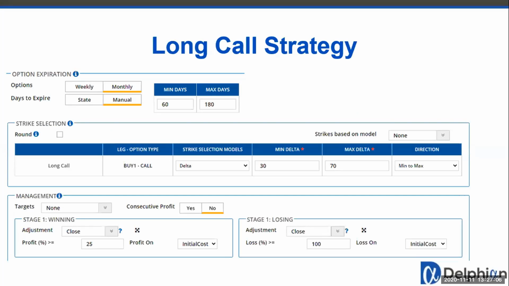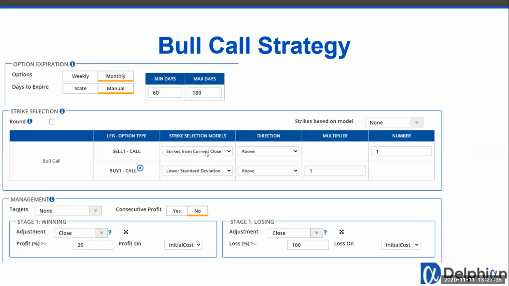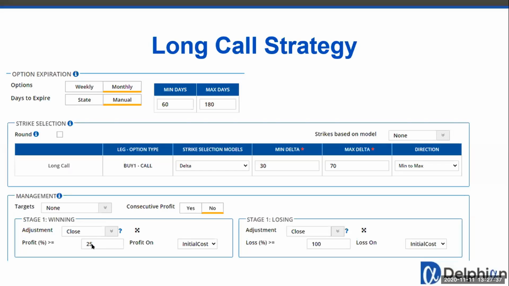So the first one, the long call. We're only using monthly options, and we're looking at least 60 days out. So if there's nothing at 60, it'll go to 61, 62, all the way out to 180. And then from there, the strike that we're selecting, we're going to use a delta of 30. Likewise here, if there's no 30, you'll look at 31, 32, all the way down. From there, we're looking for a 25% profit.